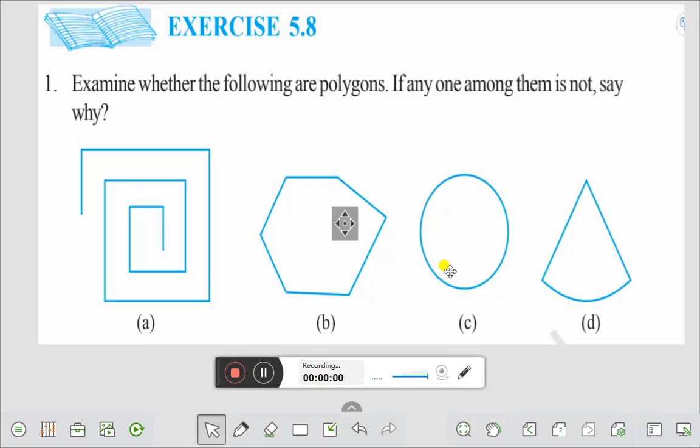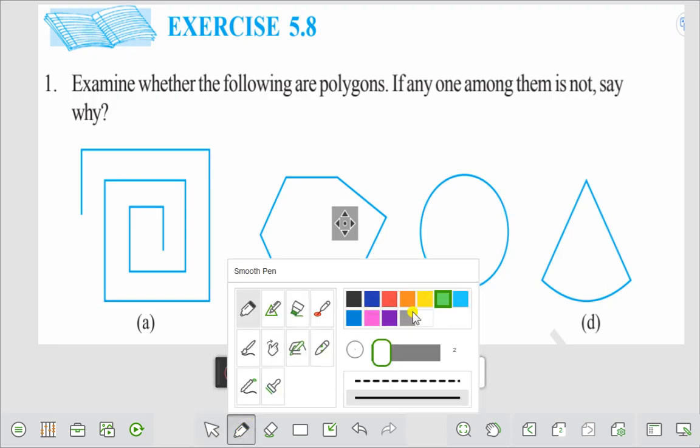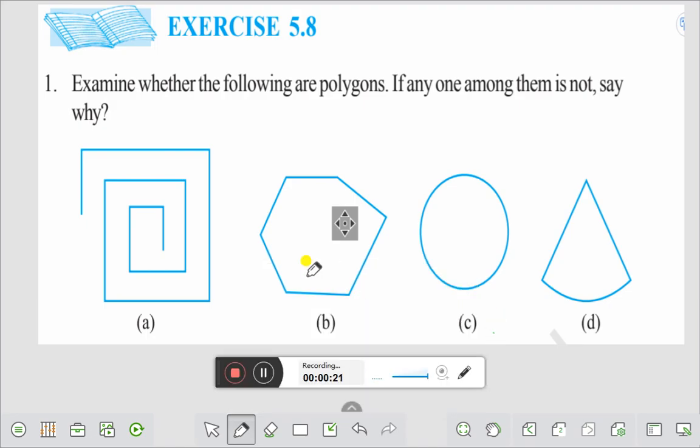Hello friends, today we shall discuss exercise 5.8 question number 1. Examine whether the following are polygons. If any one of them is not, say why. Now, first of all, we have to know what is the definition of polygon.